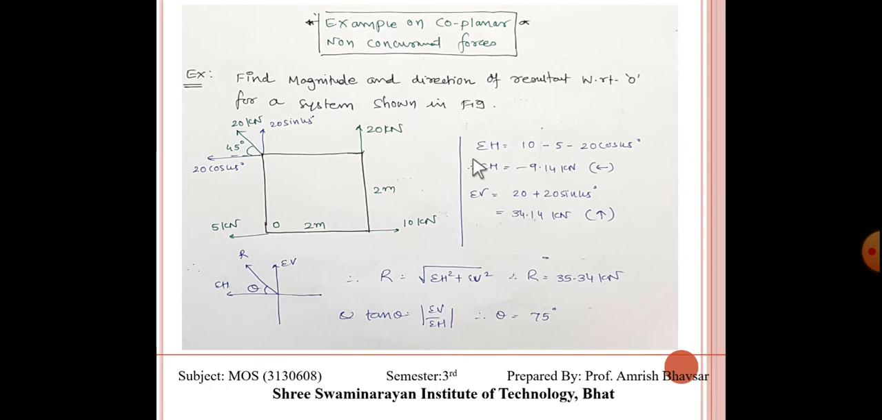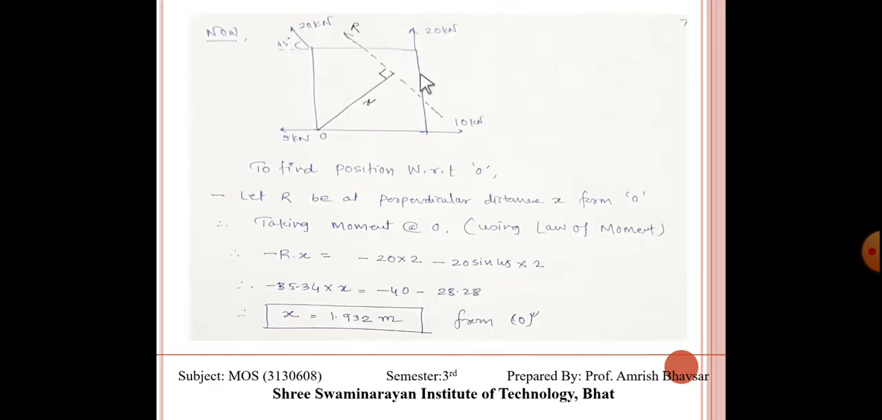Now we have the magnitude and direction of the resultant force, but we have to find out the position of the resultant force. R is acting in the second quadrant, so it will move in the second quadrant from the O point. So we have to find the position of the resultant force in the form of x. To find the position with respect to O, let R be at perpendicular distance x from O. Now using the law of moments, or Varignon's principle. What does Varignon's principle say?